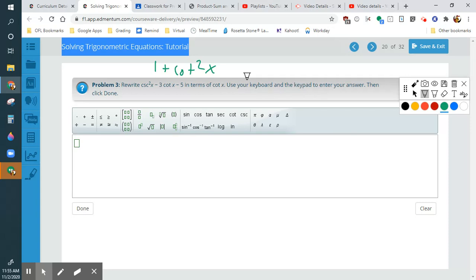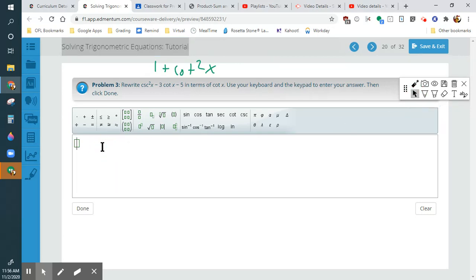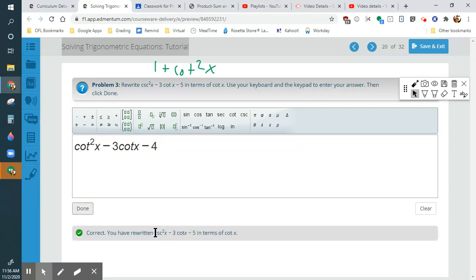Oh, and this one's no distributing, no nothing. It's just this 1 turns into a negative 4. So we're going to get cotangent squared x minus 3 cotangent of x. That's not an O. Minus 4. And that should be our answer. Yep. So we rewrote it in terms of cotangents.